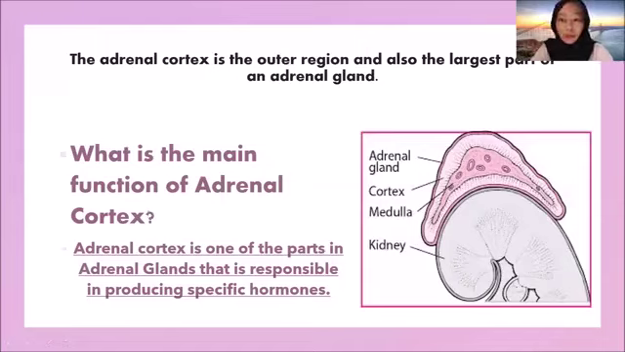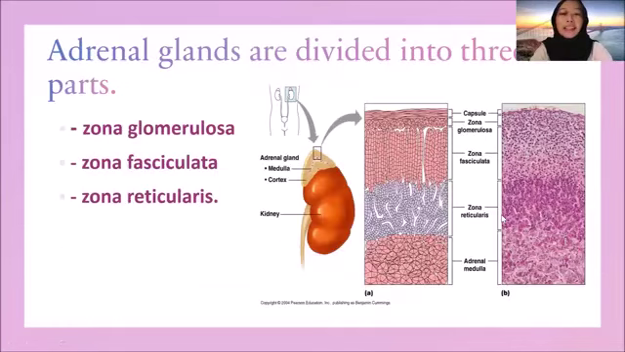As we know, the adrenal gland has two parts in it, which are the cortex and the medulla, as you can see in the picture that I gave in the slide. And this is our kidney. Next, the adrenal cortex is divided into three parts, which are zona glomerulosa, zona fasciculata, and zona reticularis.